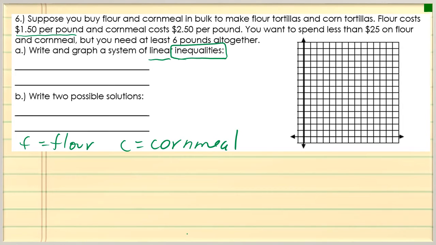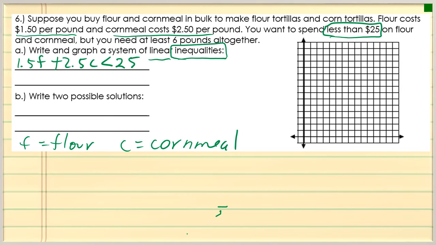Flour costs $1.50 per pound, so 1.5 F. Cornmeal costs $2.50 per pound, plus 2.5 C. And I want to spend less than $25. Can I spend 25? No, it has to be less than 25. So it's just going to be less than 25. Notice that all the money numbers are in the same equation.